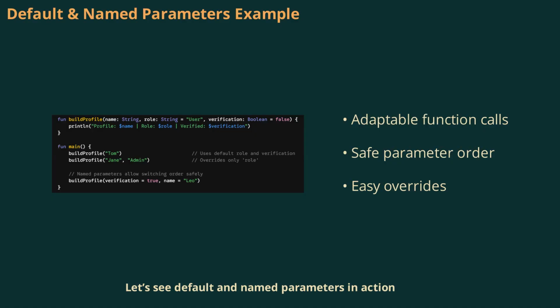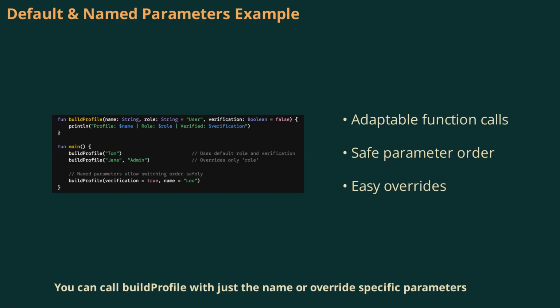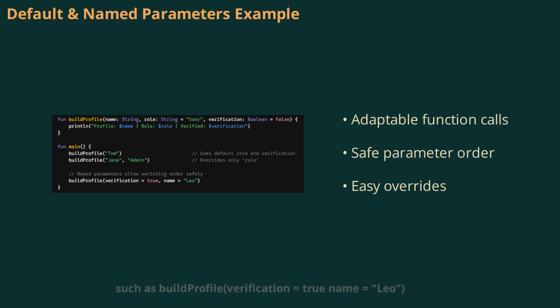See default and named parameters in action. The buildProfile function defines default values for role and verification. You can call buildProfile with just the name or override specific parameters. Named parameters allow you to switch the order safely, such as buildProfile(verification = true, name = "Leo"). This flexibility makes your functions adaptable and easy to use.